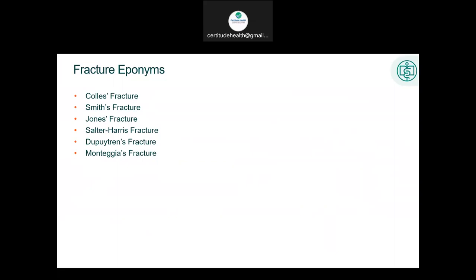The Monteggia's fracture is a fracture of the proximal ulna, going back up to the arm, with dislocation of the head of the radius. So my suggestion would be to maybe Google some of these fractures so that you can see pictures of them and what they look like. But there is also an image in the tabular list. I do know that for certain.